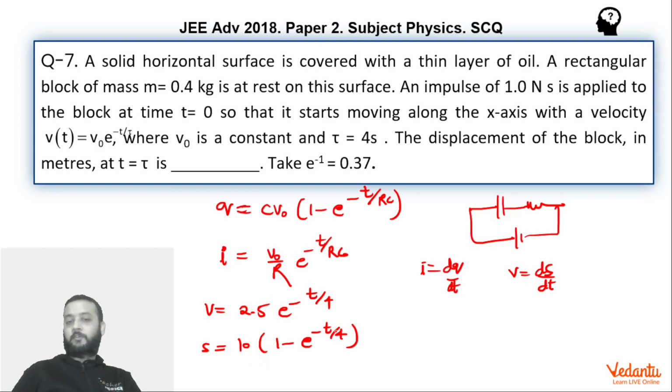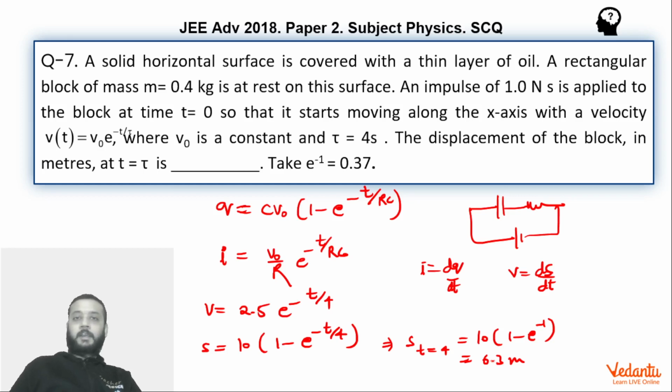Now if you put the value of t as 4 here, you can see that s at t equals 4, or tau, is nothing but 10 into 1 minus e to the power minus 1, which is the same value 6.3 that we have gotten. So this is the second approach to solve this question.